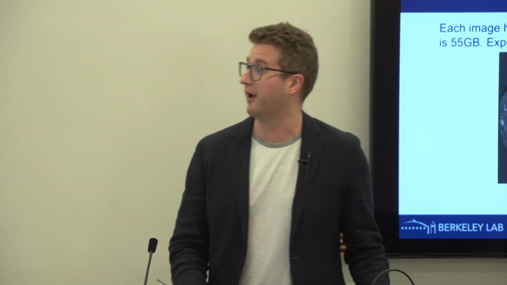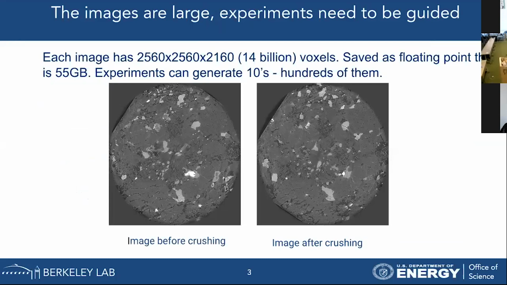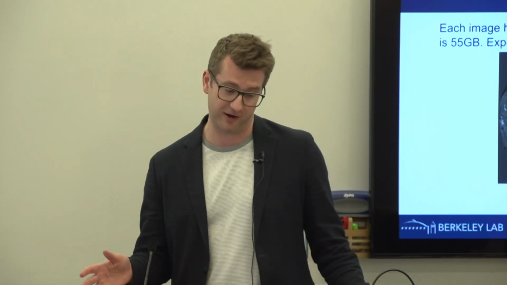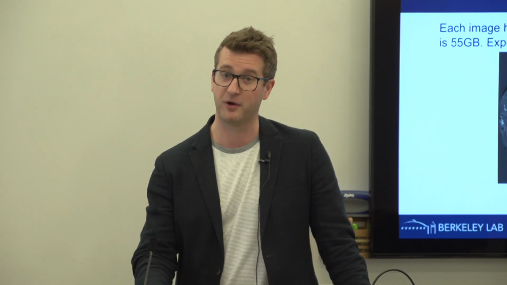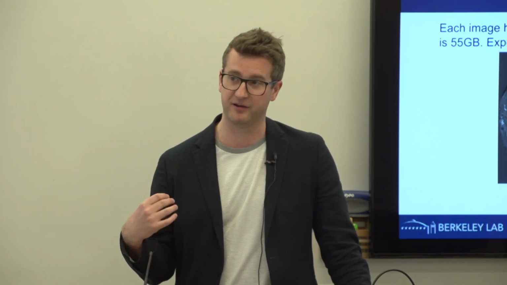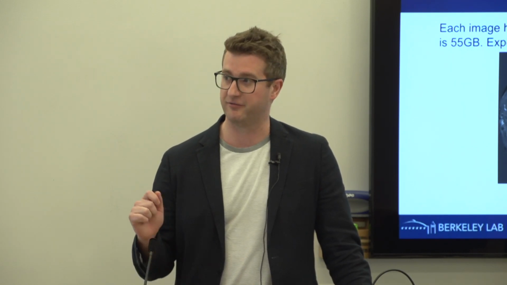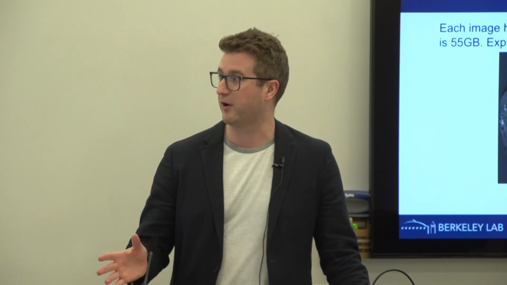So the problem, and the reason that I'm involved and CRD is involved, is that these images are big. Each image, when it comes out of the X-ray machine, is around 14 billion voxels. If you save that as floating point, it's 55 gigabytes. Even saved as 8-bit unsigned int, that's also 13 gigabytes. And experiments can generate tens to hundreds of them. So very rapidly, you can find yourself in the terabyte or tens of terabyte range just from a single scientific question. So when you have that kind of data and that kind of velocity, there's two kinds of questions you would like to be able to ask.